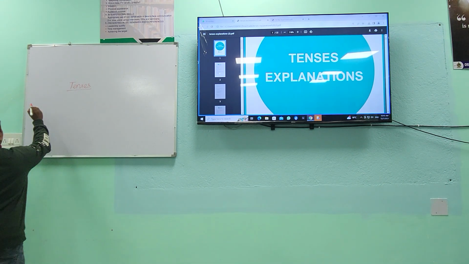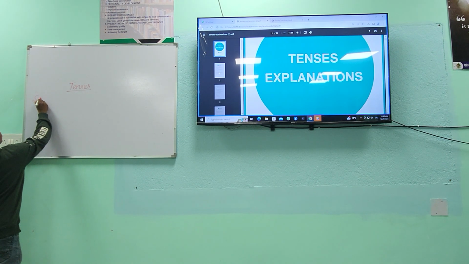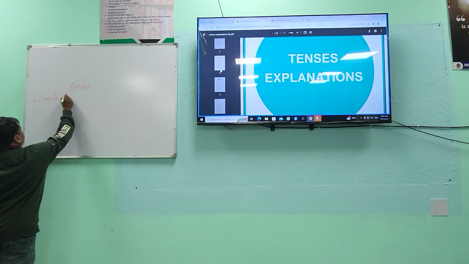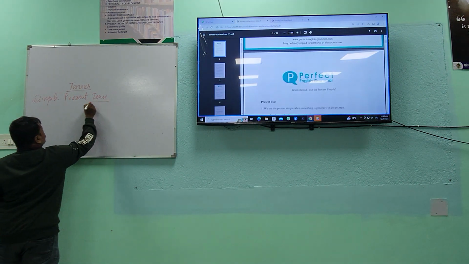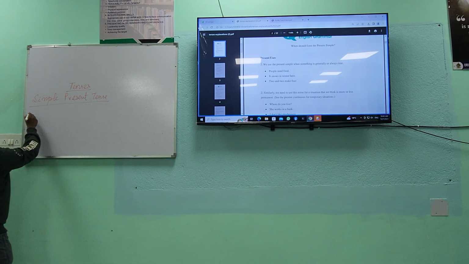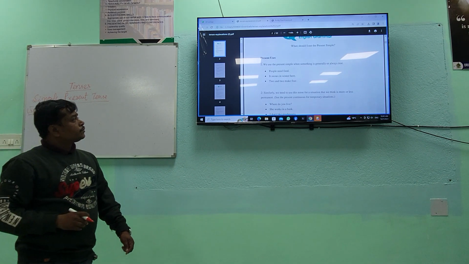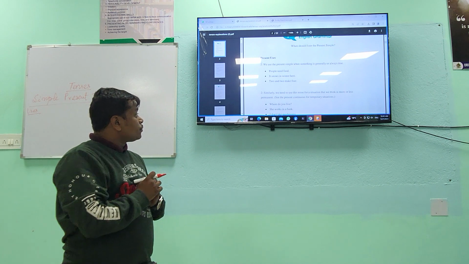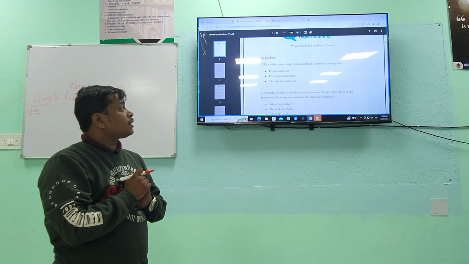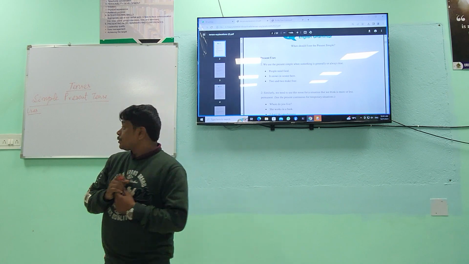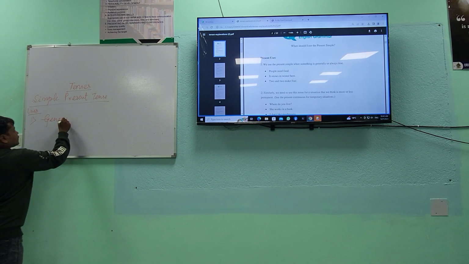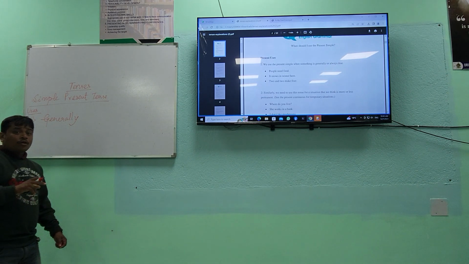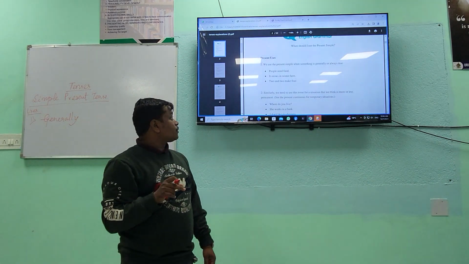Look, first we take simple present tense. First use: we use the present simple when something is generally or always true. So the first use is general use. Something that happens generally or always. In that case, we use simple present tense.